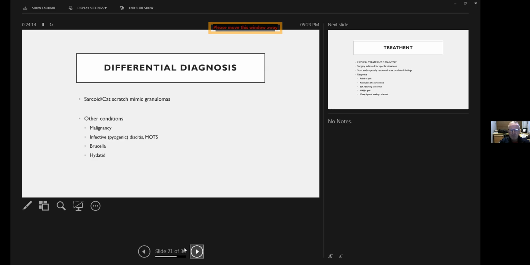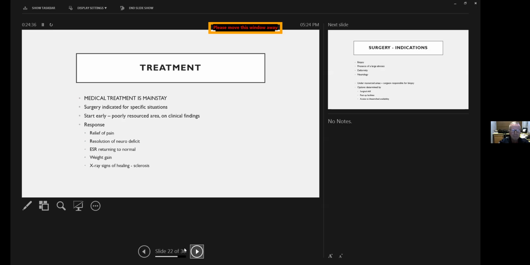Okay, I've mentioned on your histology, your granulomas, a few conditions can mimic that, but other conditions to think of, with regards to night back pain, etc., are malignancy, other infections, pyogenic discitis, which was spoken about, MOTS, which is mycobacterium other than tuberculosis, and brucella and hydatid would be conditions to think about.